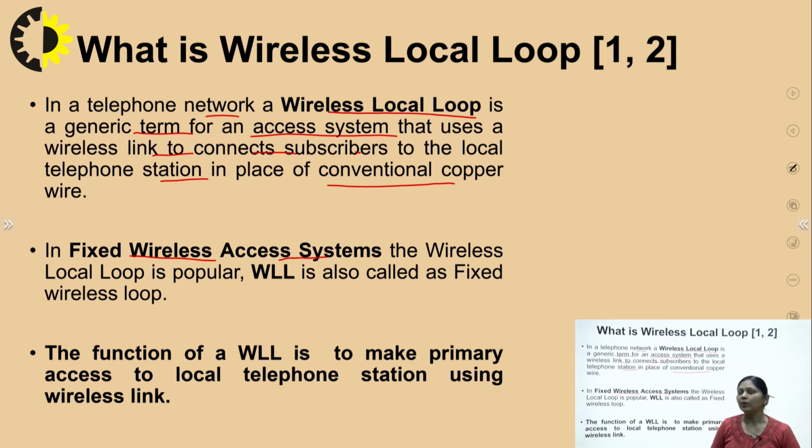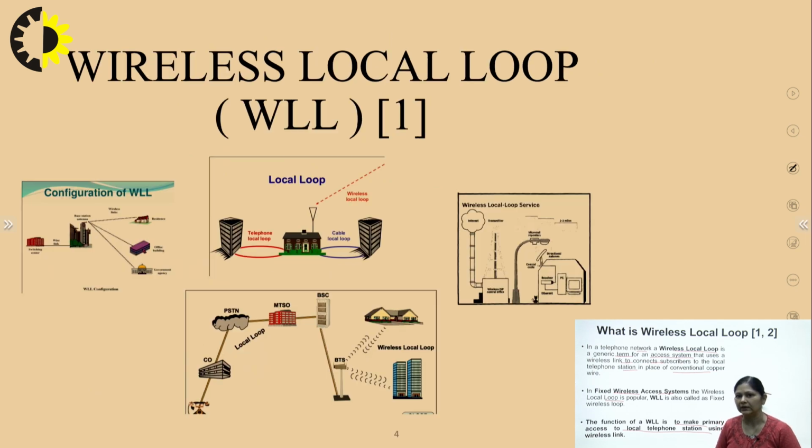Now when we talk about fixed wireless access systems, the wireless local loop is popular. WLL is also called fixed wireless local loop. The function of WLL is to provide primary access to the local telephone station using a wireless link. It means we are connected to the communication center without a wire, then it is called a wireless link.